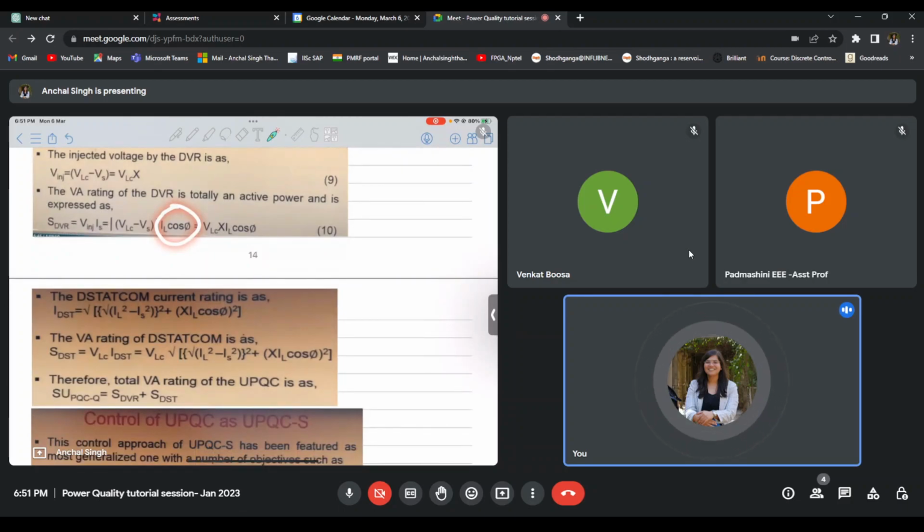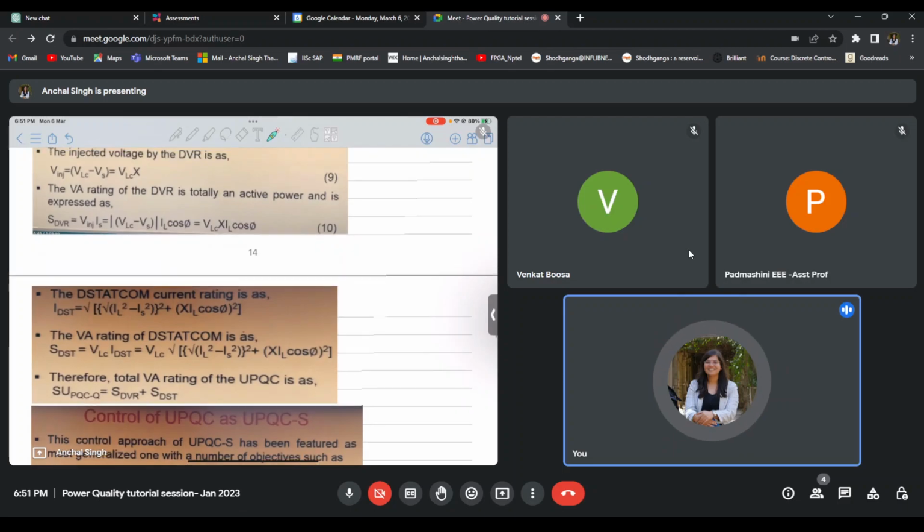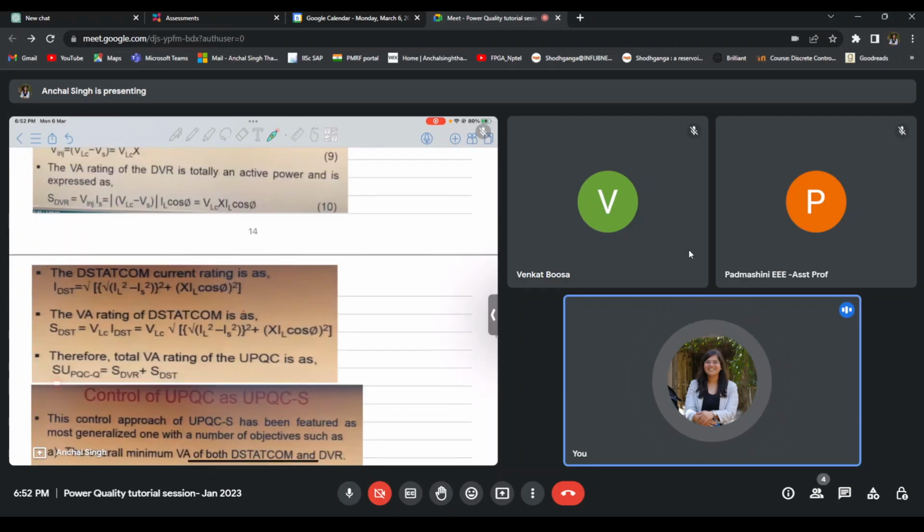Now we have just seen that the D-STATCOM current is this expression, because the D-STATCOM has to supply both the active and reactive part of the current. So it is the sum of both of those currents. We'll see this in a problem as well. When we multiply the voltage rating of the DVR and the current rating of the D-STATCOM, we get the VA rating of the D-STATCOM. And again, the VA rating of the UPQC is the sum of the VA ratings of DVR and D-STATCOM individually.